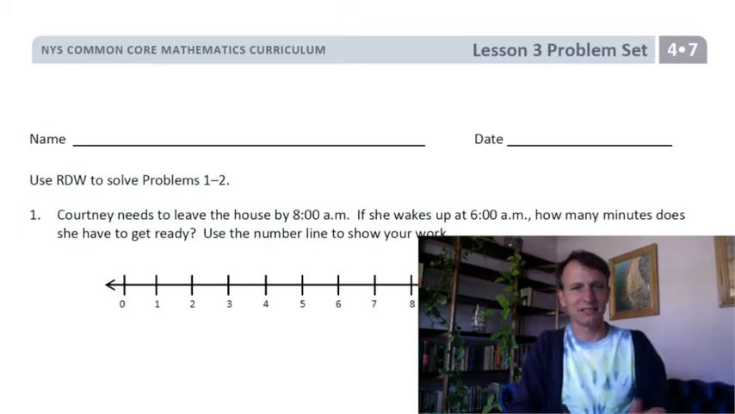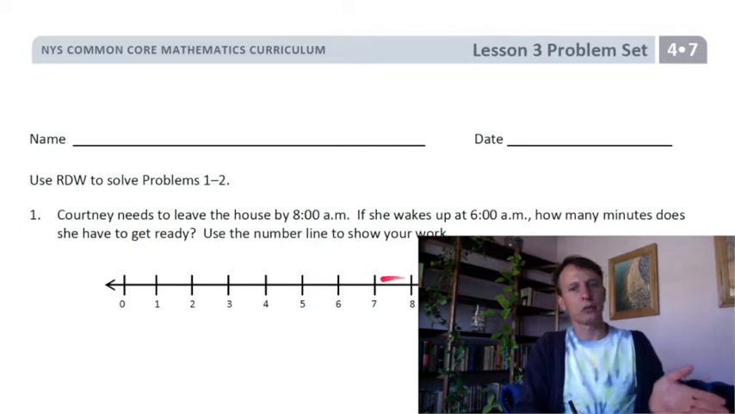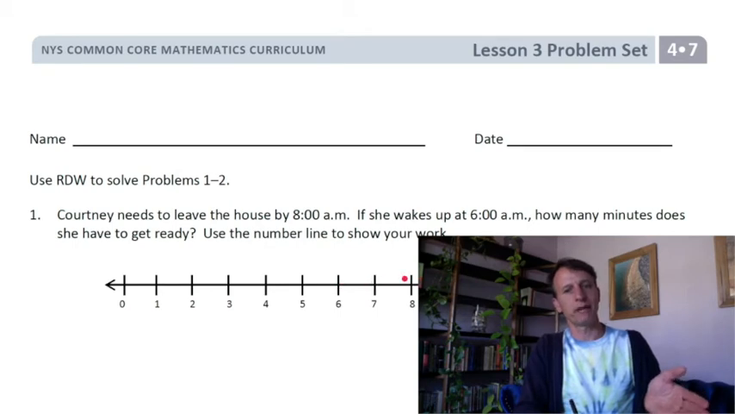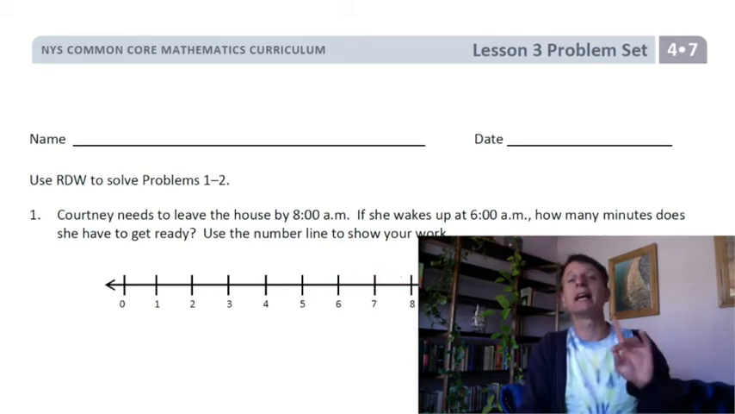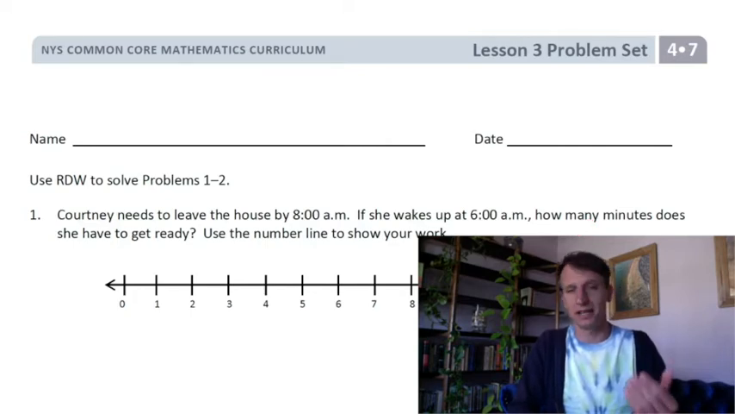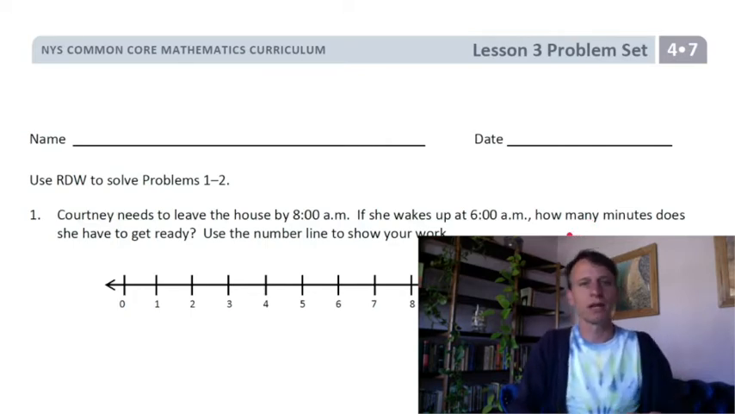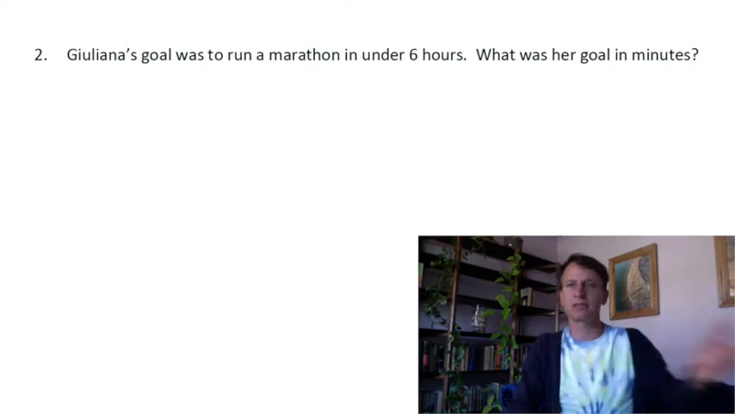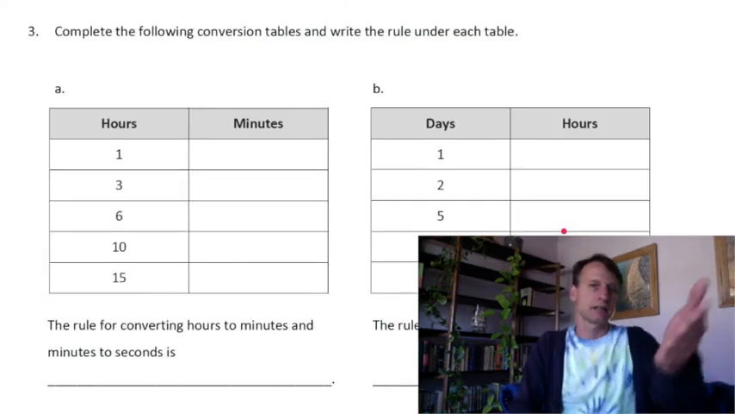Courtney is leaving the house at 8. She wakes up at 6. Using the number line, okay, so she's waking up at 6. She's leaving at 8. And so when you draw the bouncy, note that the question is how many minutes does she have? So then you wouldn't say 2. She doesn't have 2 minutes to get ready. That'd be a pretty rushed morning. Some mornings are like that, but not for Courtney. She gets up plenty early. All right, and then we have 2 hours. Basically, how many minutes is that?